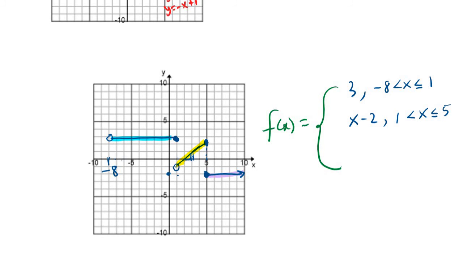And the last piece is just y equals negative 2. Let's put it over here. It's negative 2. And the domain is going to be from 5 to infinity, or x is greater than 5. Hopefully, this is helpful. You can watch other videos or watch this over and over again until you get it.